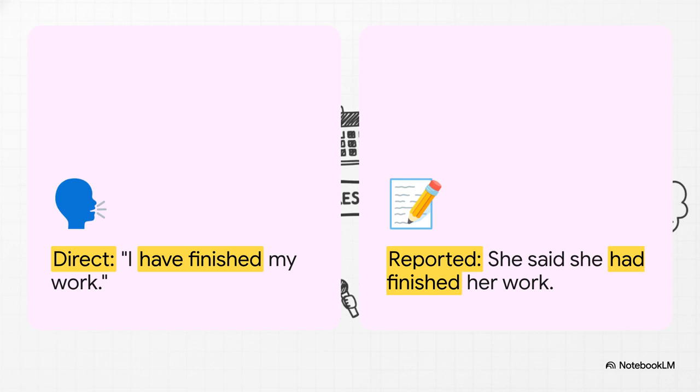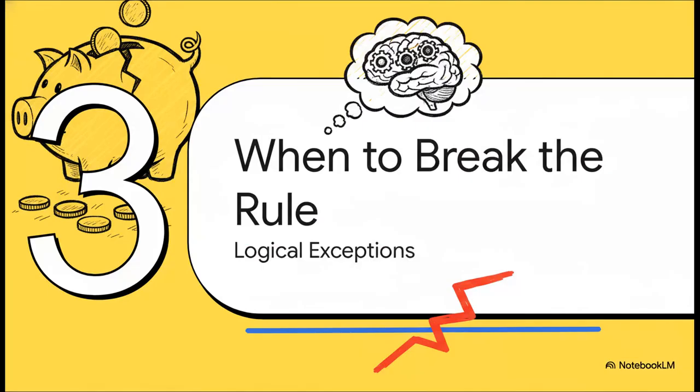This is so cool because it makes the timeline crystal clear. The finishing of the work happened before she even said it. All right, so you've got the main rule down. You're a backshifting pro. So naturally, the next step is to learn when to completely ignore it. Because hey, this is English, right? There are always exceptions. And the good news is, these ones actually make a lot of sense.